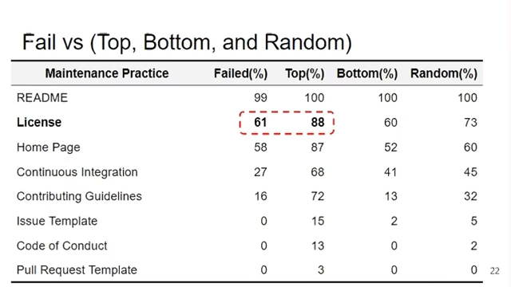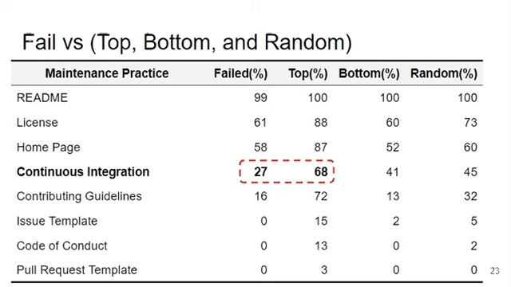So, comparing the presence of a license file specifically, 61% of the failed projects had a specific license file versus 88% for the top group. Analyze the use of a continuous integration. 27% of the projects that have failed use a continuous integration versus 68% for the top group.